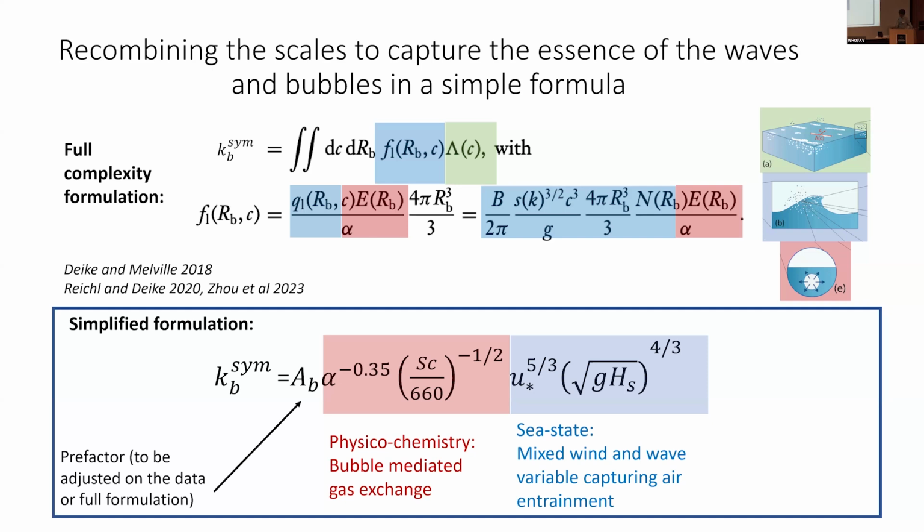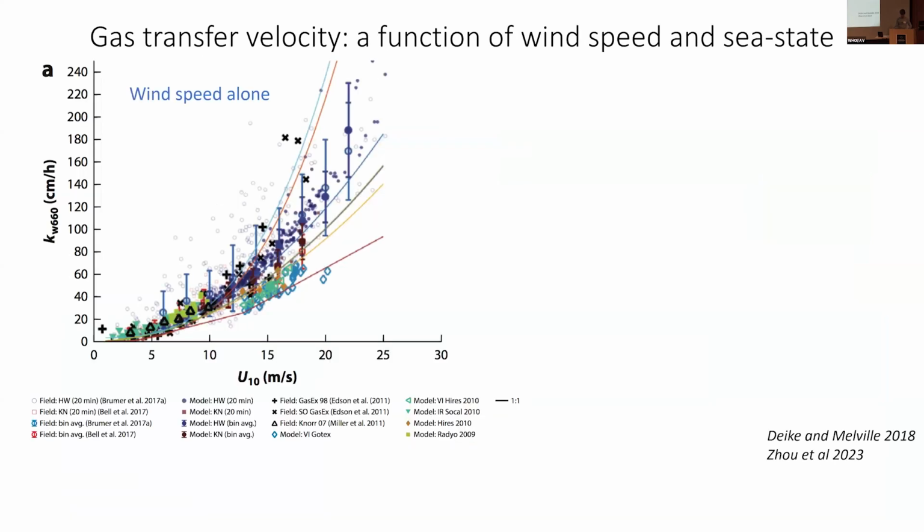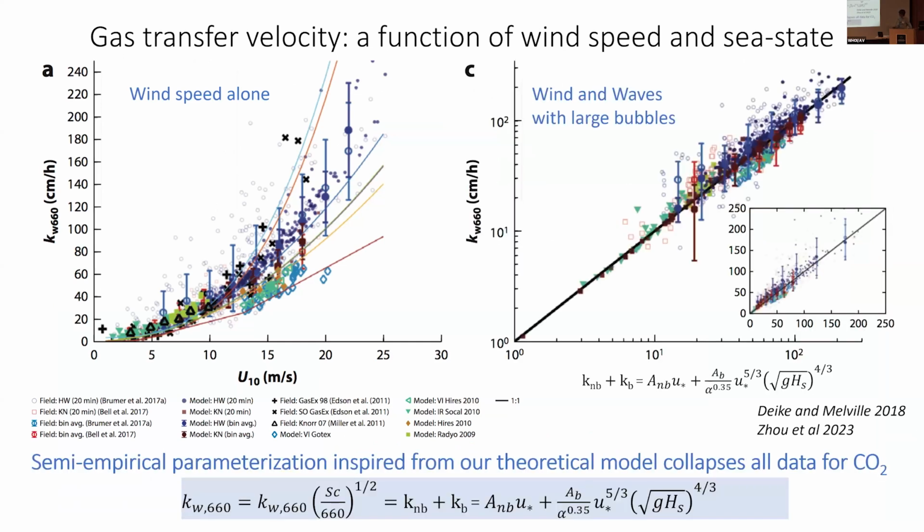So that's the whole game. At the end of the day, you have this formula, and you can just focus on constraining a prefactor against field measurements of CO2 fluxes and CO2 gas transfer velocity. And so that's what we did. On the left, you have the classic k-W plot with a lot of scatter depending on the data. If you change the axis, instead of the wind speed, to this mixed wind and wave variable, you collapse the data to a certain extent.